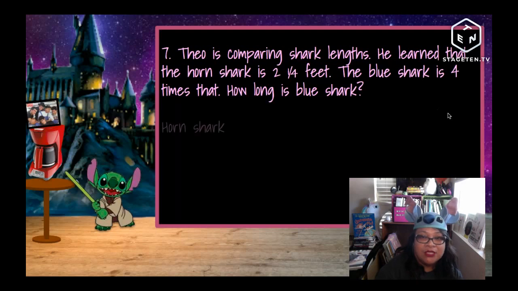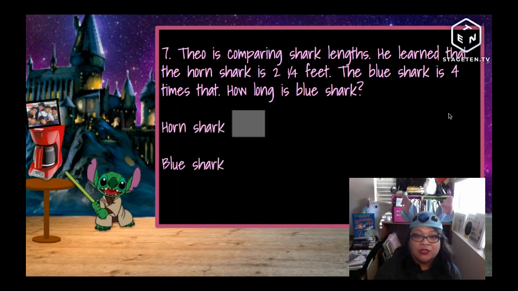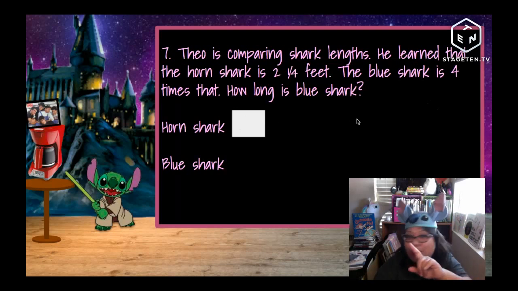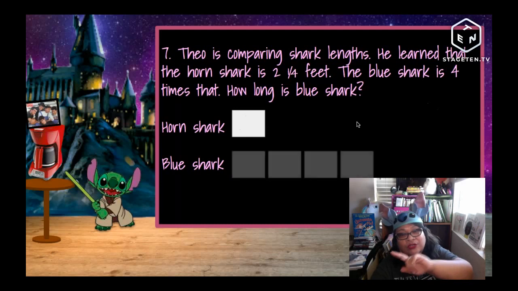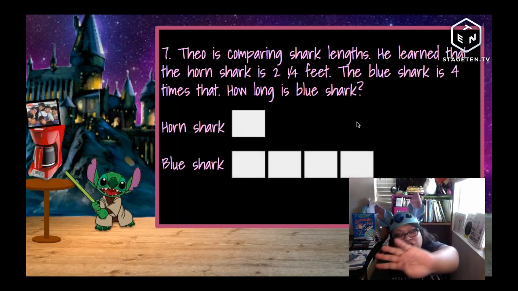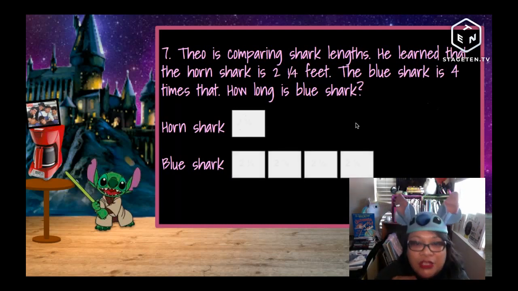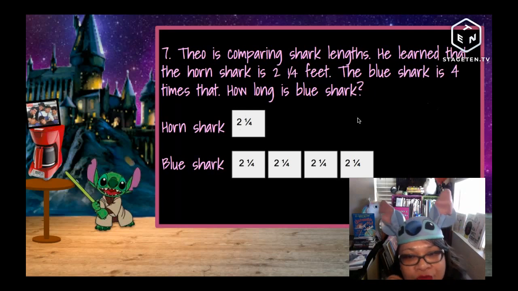For that, we can draw a picture. We'll label horn shark and blue shark. If we express the horn shark as 2 1/4 feet, then you can see right here, the blue shark is 4 times that. So we have the horn shark as 1 box, and we have to have how many boxes for the blue shark? 4. And each one, you got to fill that out. You got to put in 2 1/4.